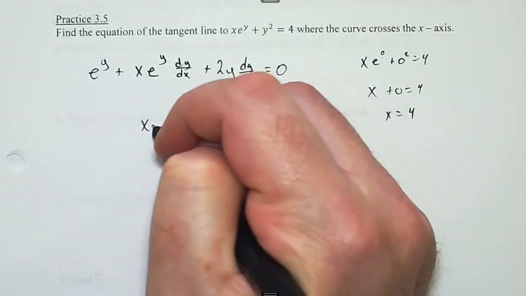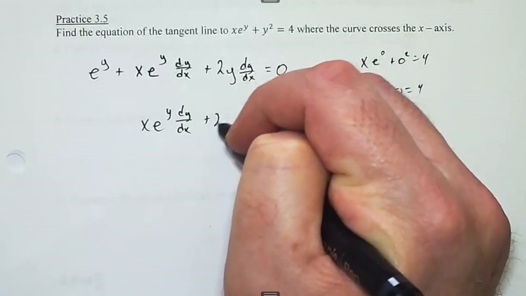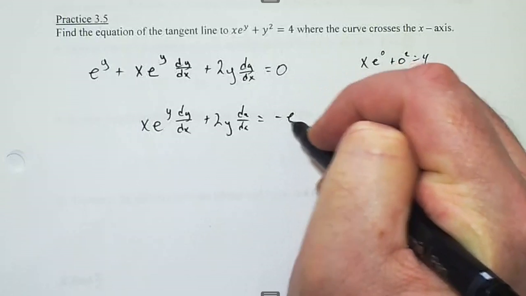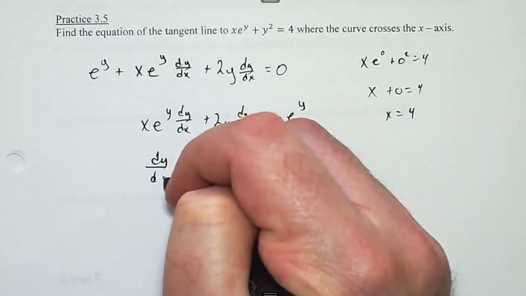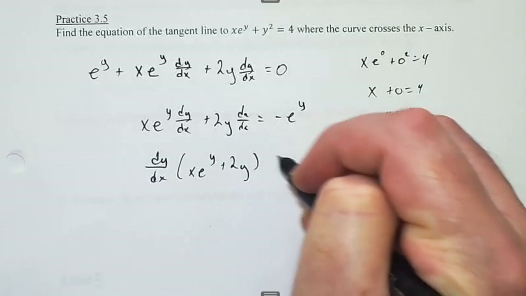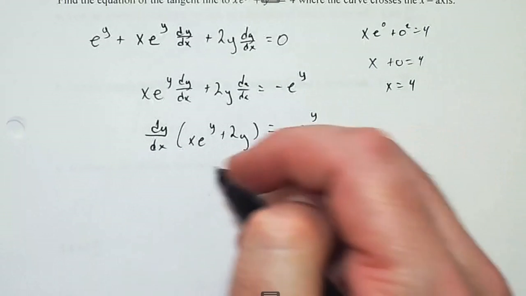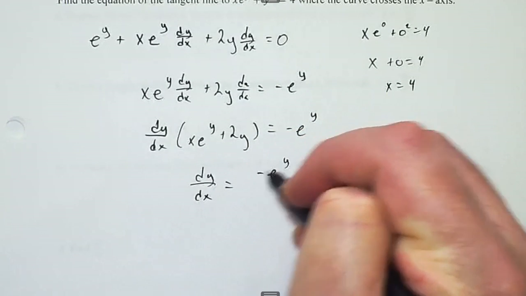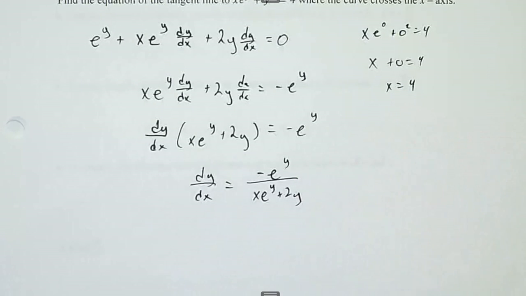All right, remember that the point here is to get all the dy dx's on one side, and all the terms that don't have a dy dx on the other. Then we'll factor out a dy dx. And we'll divide both sides by x e to the y plus 2y. So this is dy dx equals negative e to the y over x e to the y plus 2y.